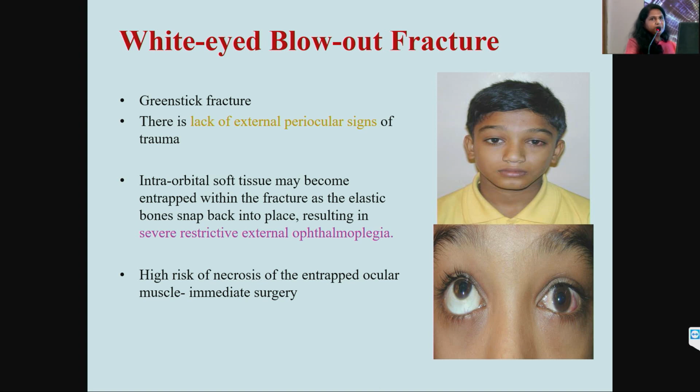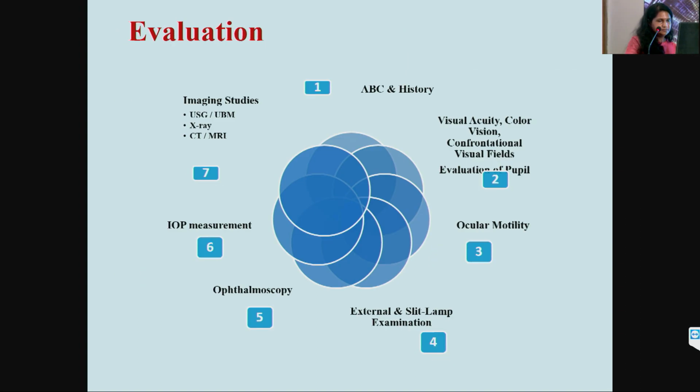Pediatric bone is a developing bone which is highly elastic. So here, the fracture site will act as a hinge, which allows the contents to escape into the maxillary sinus, and it snaps back like a trapdoor, resulting in severe restrictive external ophthalmoplegia. There is high risk of necrosis of entrapped ocular muscle here, so it is an indication for immediate surgery.